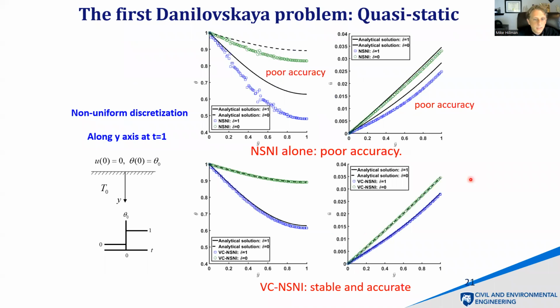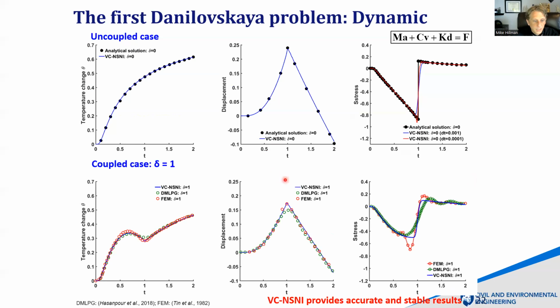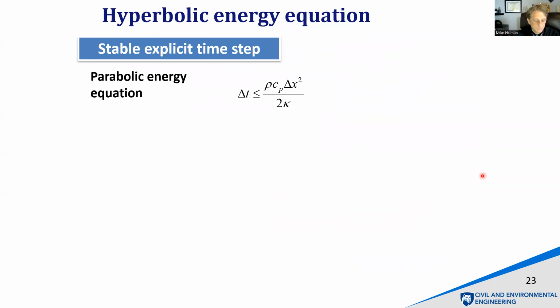That was for a static or quasi-static problem. We can look at dynamic problems. For the uncoupled case shown here, there's an analytical solution, which we agree with pretty well. And for the coupled case, there's no analytical solution, so we compare with numerical solutions. You can see we agree quite well. So that's been developed pretty well, I would say. There's plenty more examples in the papers I referenced, but now we come to trying to do explicit time integration.